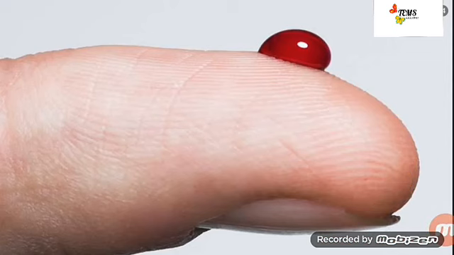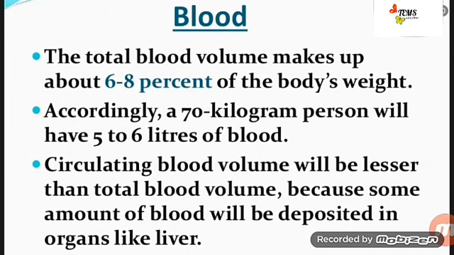This is blood. What is blood? The total blood volume makes up about 6 to 8% of our body's weight. So a 70 kilogram person will have 5 to 6 kilograms of blood. Circulating blood volume will be lesser than total blood volume because some amount of blood will be deposited in organs like the liver.